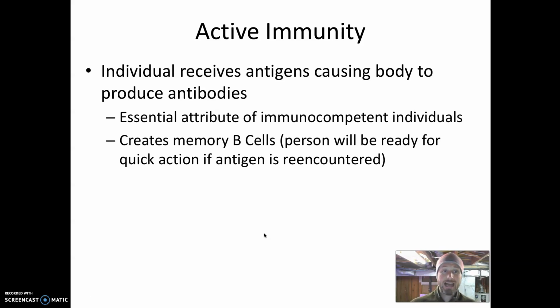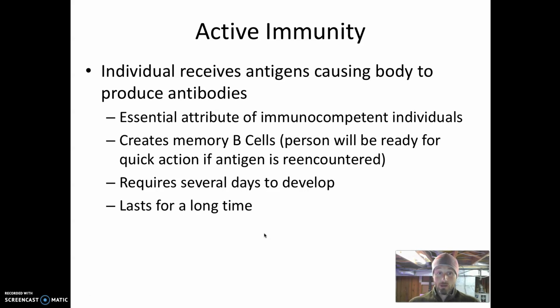So the key to active immunity is that in an individual, this creates memory B cells. So this person will be ready for fast action against an antigen in the future. The formation of memory B cells is a critical component of active immunity. Active immunity is slow to develop, so that process of developing a memory B cell that has the capability of making antibodies to detect a particular antigen takes several days. We've talked about the time involved in that process previously.